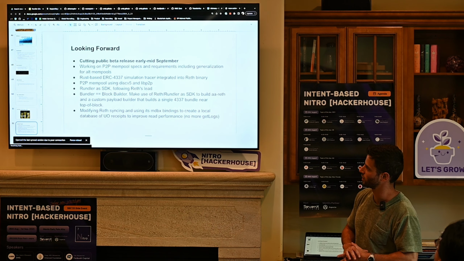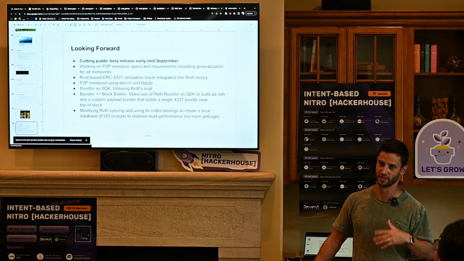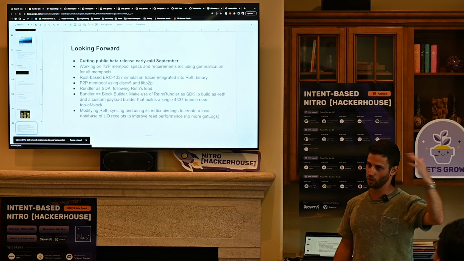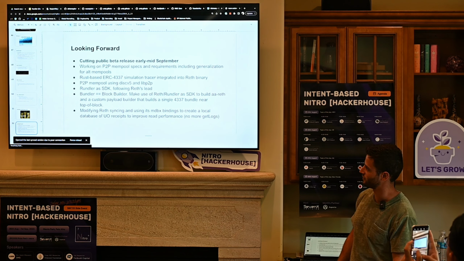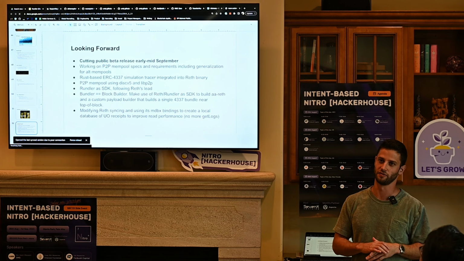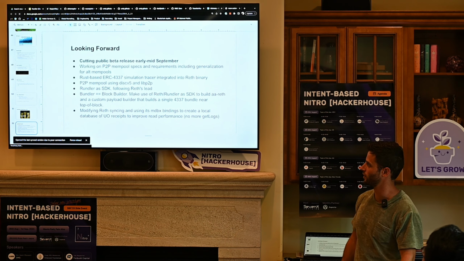Cool, looking forward. We're cutting the public beta release in early to mid-September. This is the open source cut. We've been working on P2P specs with folks like Biconomy, as well as other folks writing bundlers and the Ethereum Foundation to make sure that it's designed thoughtfully and scalably and can handle this ecosystem load moving forward.